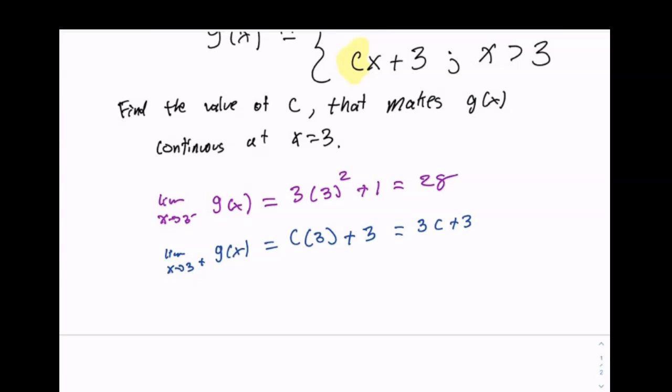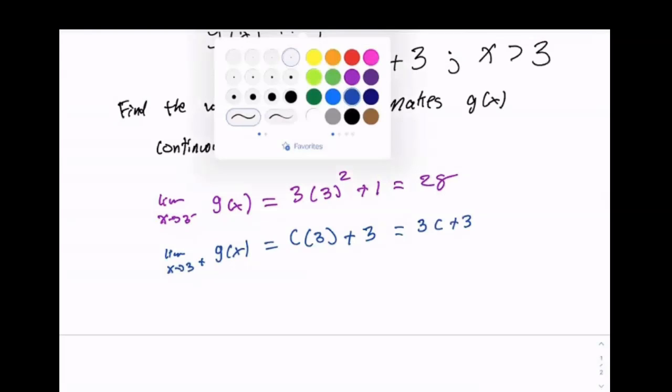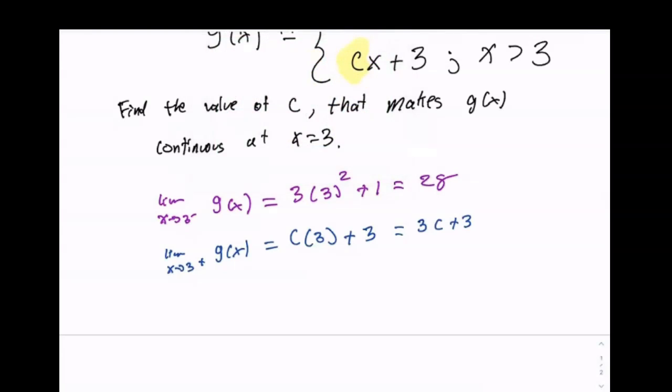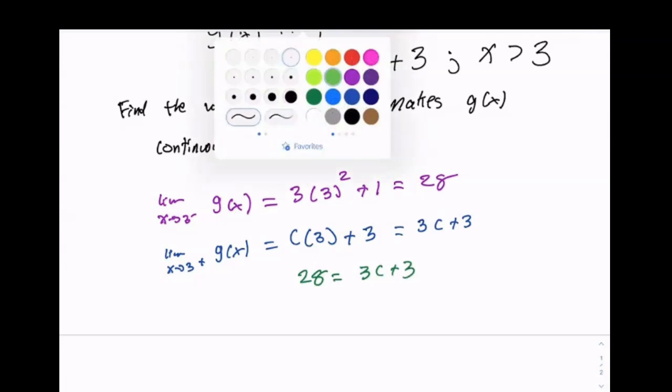Who wants to take a guess? Who thinks they know what we need to do to find the value of c? I'll try. Okay, 28 equals 3c plus 3. Perfect. And then you minus. Hold on, you're going a little too fast for me. So I'm going to minus 3. Yes.